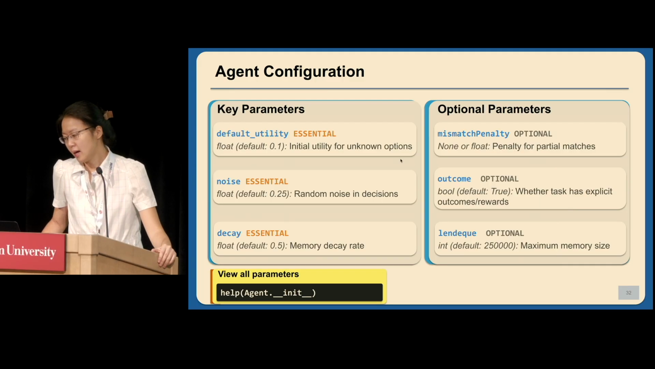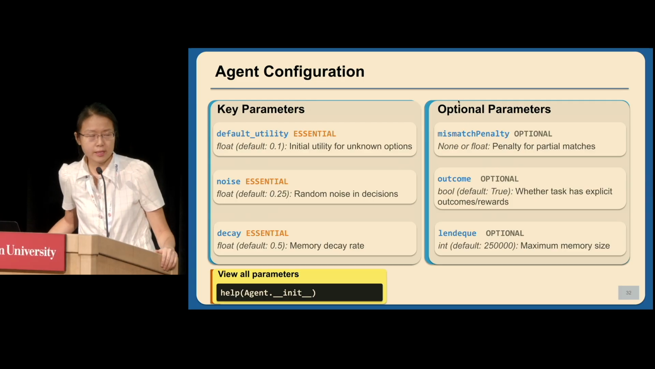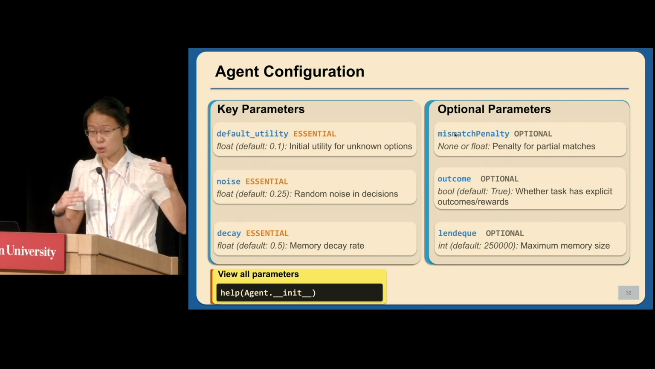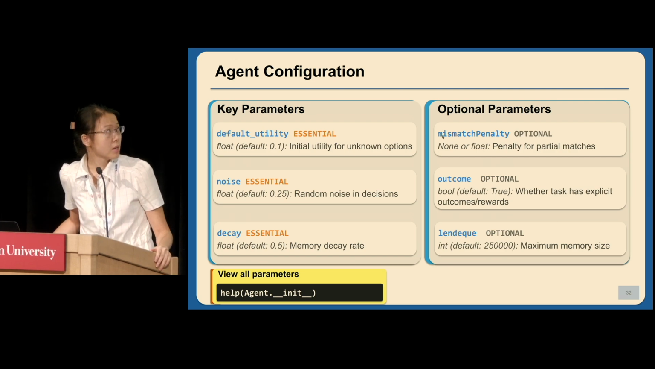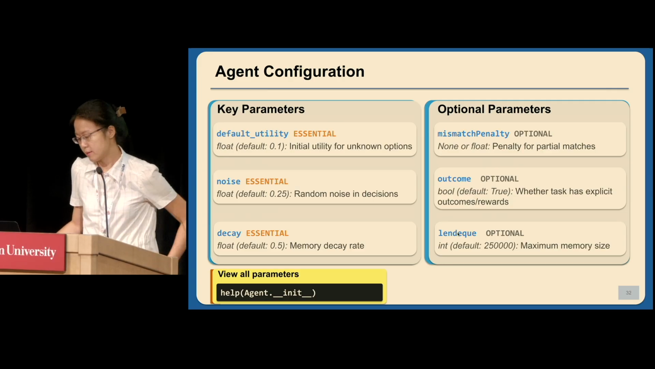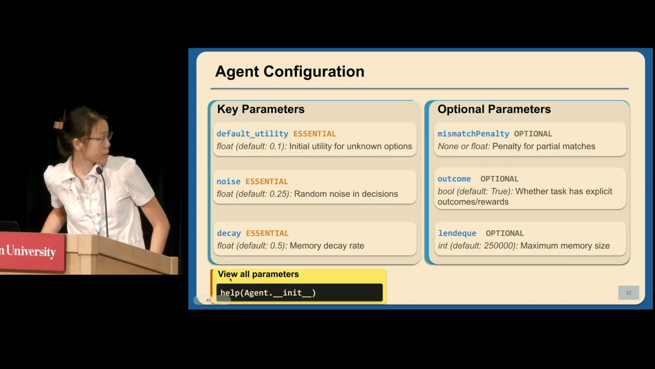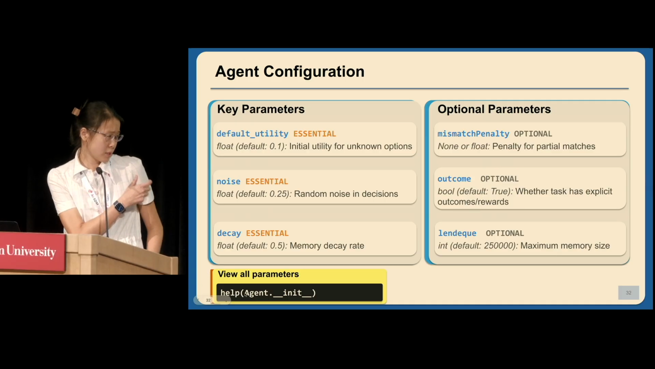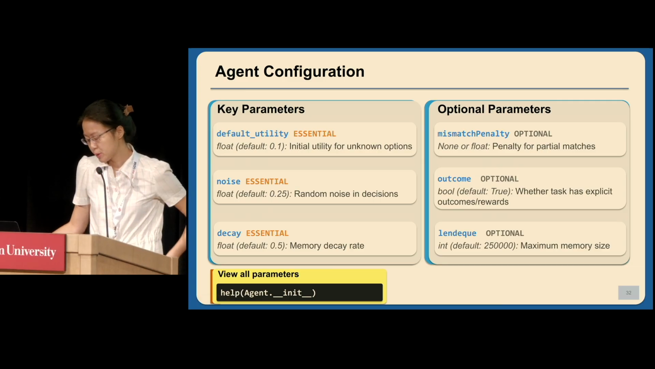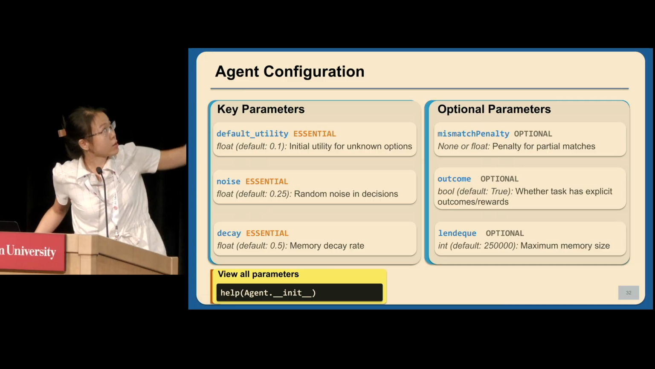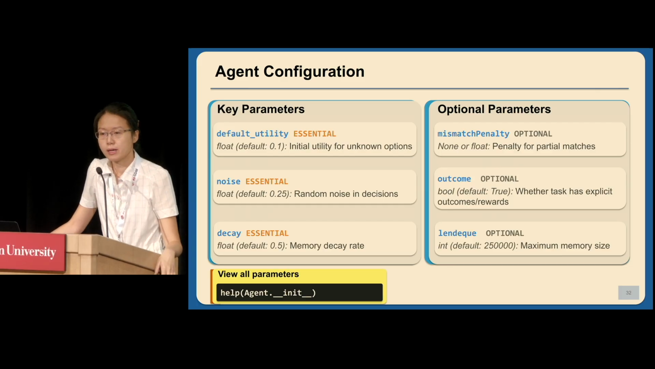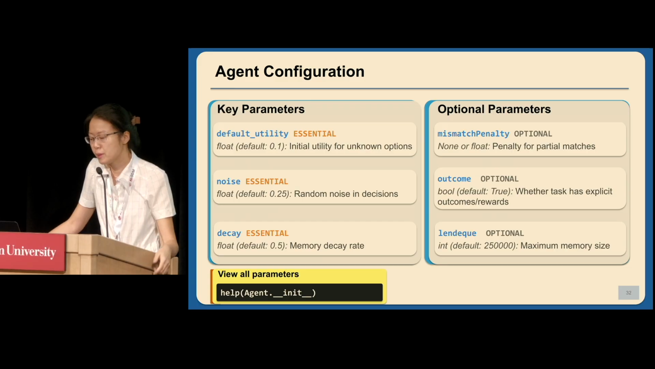Other optional parameters you can indicate are the penalty for mismatch similarity between the instances, and how large the memory can be. For more detail, we can use the helper function to see all the descriptions of the parameters. But in general, the first three parameters define how the agent is going to learn and behave.